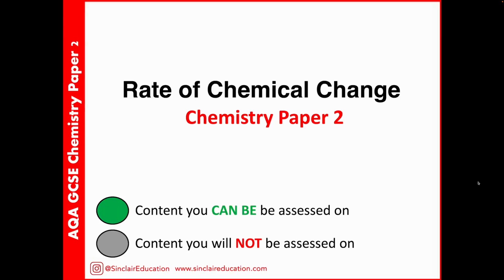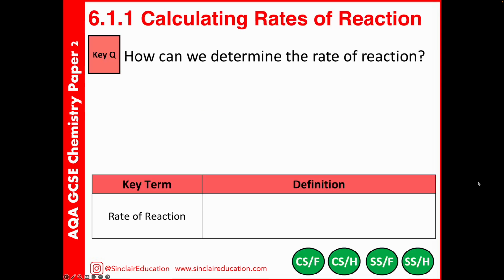In this topic, we're going to be looking at rate of chemical change. This is a topic in the chemistry paper 2. Within this whole topic then, we need to be aware of rate of reaction, and we're going to start by looking at how we actually calculate rate of reaction.